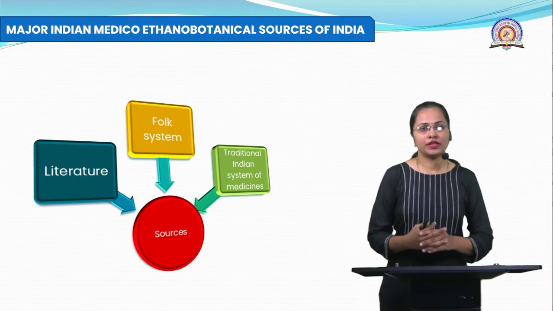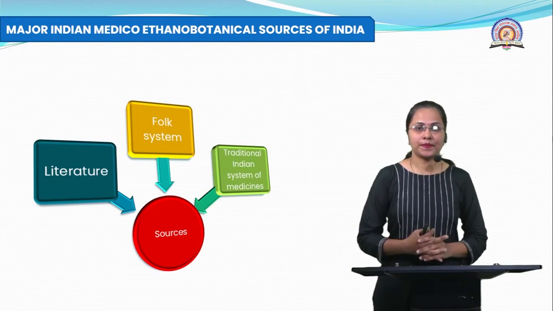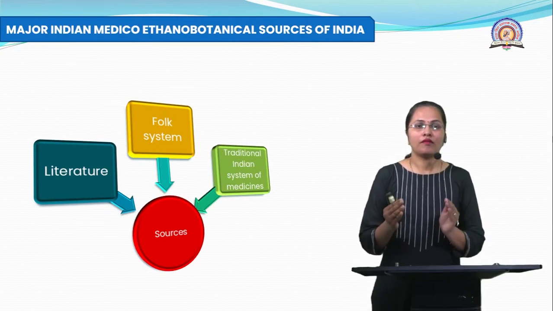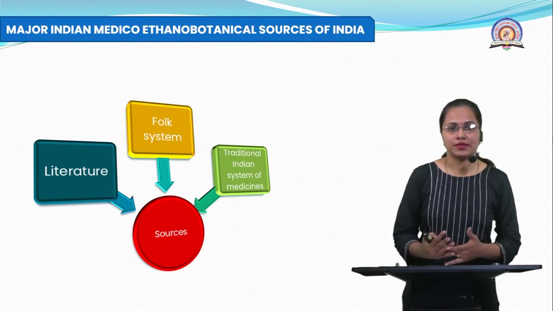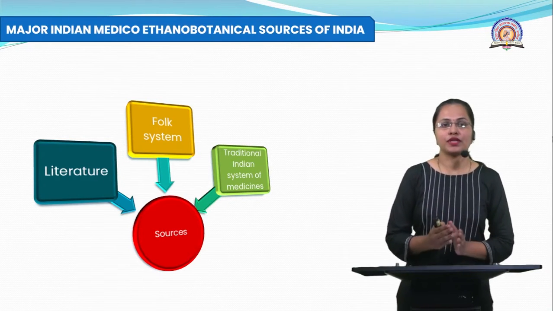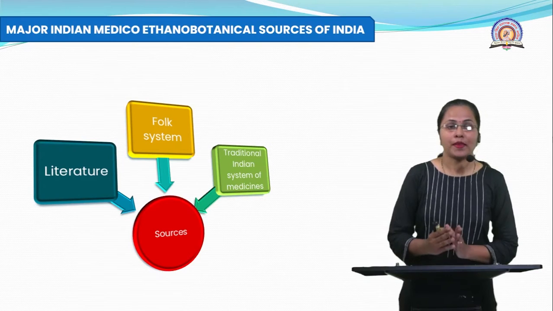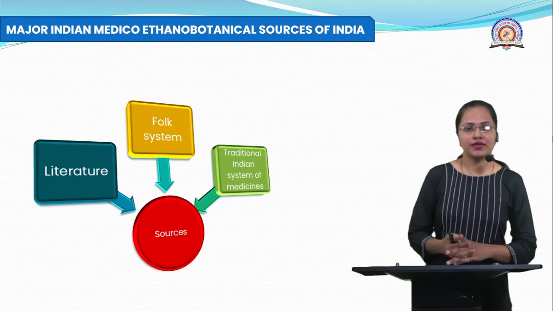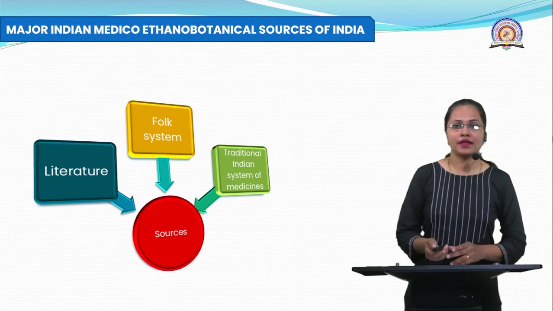When we talk about medico-ethnobotanical sources in ancient India, it is always indigenous plants. The plants present in the surroundings of the people were always preferred as medicine to cure various diseases, and therefore the plants mentioned in ethnobotanical literature were always indigenous in nature. The major medico-ethnobotanical sources of India are literature, the folk system, and the traditional Indian systems of medicine. Now, we'll see them one by one.